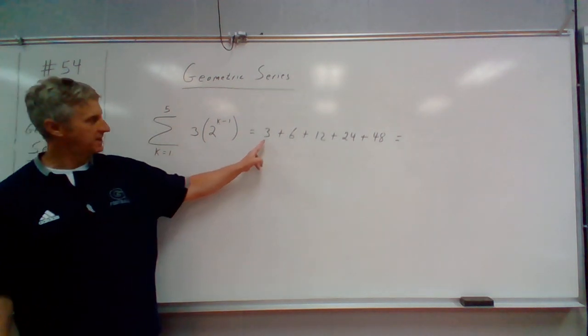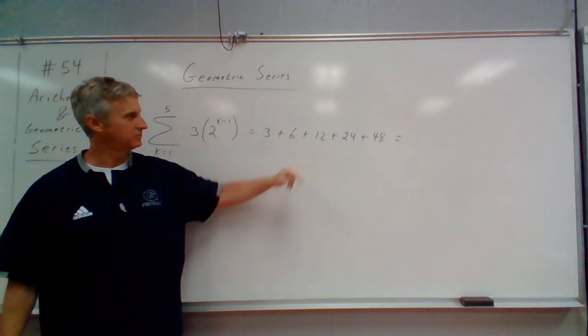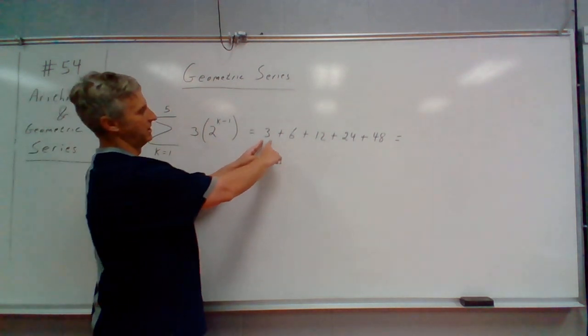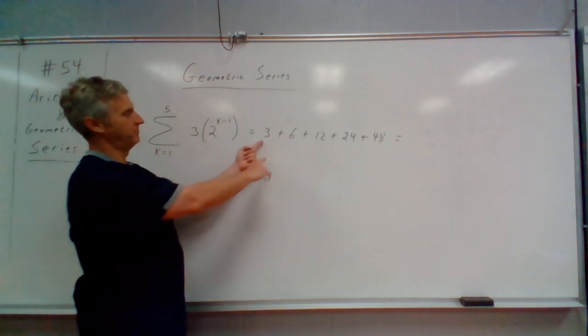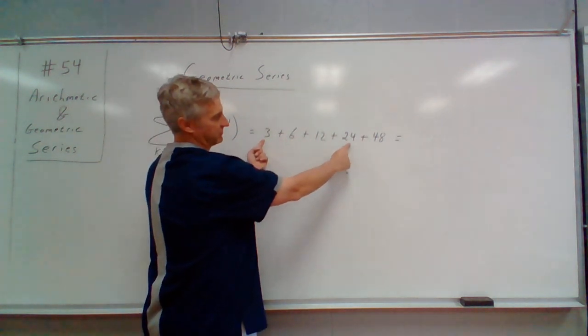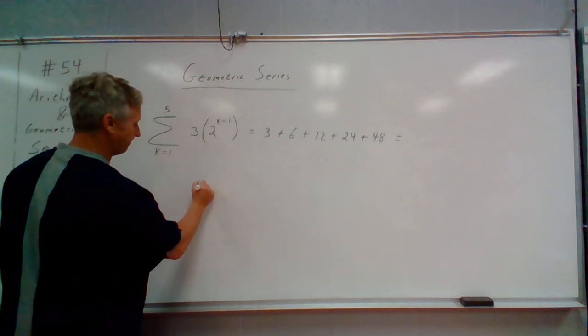Notice this was a geometric sequence. I went 3, 6, 12, 24, 48. It's a series because I'm adding all the terms together. What's my common ratio? What am I multiplying by each time? Well, it's 2. 3 times 2 is 6. 6 times 2 is 12. 12 times 2 is 24. 24 times 2 is 48. So my common ratio is 2.